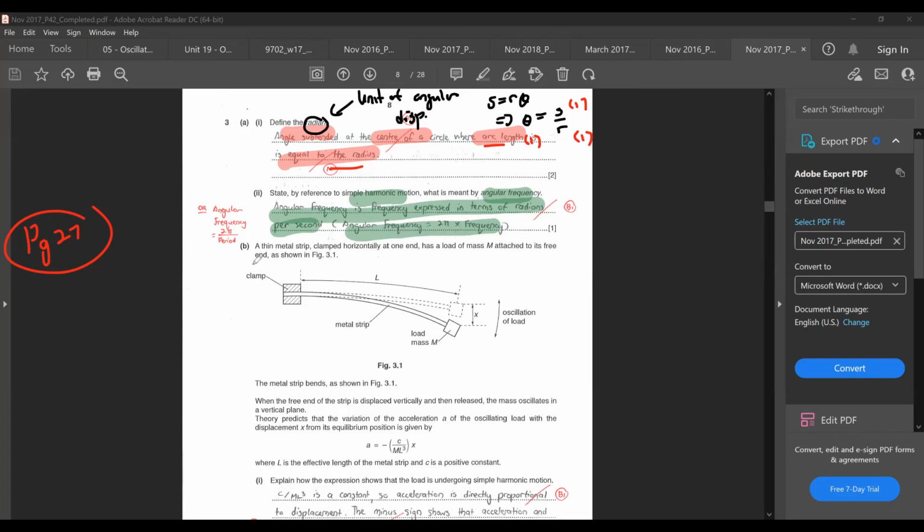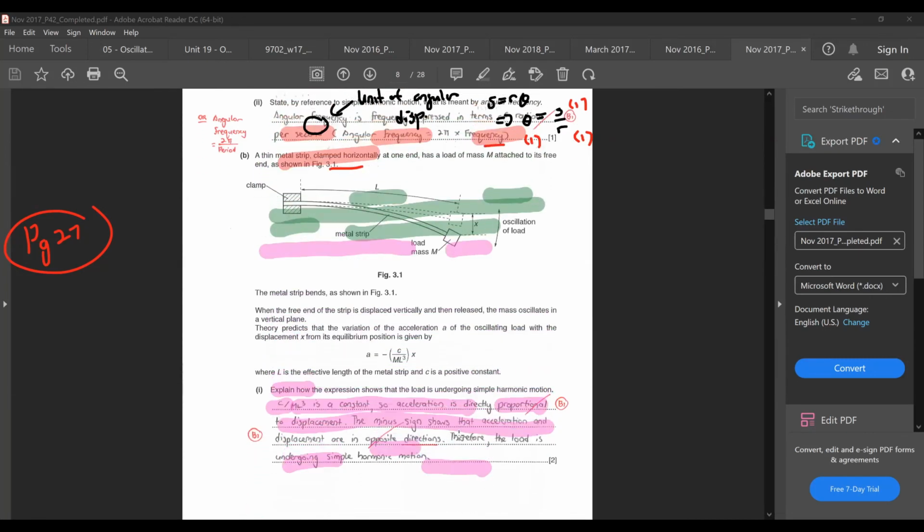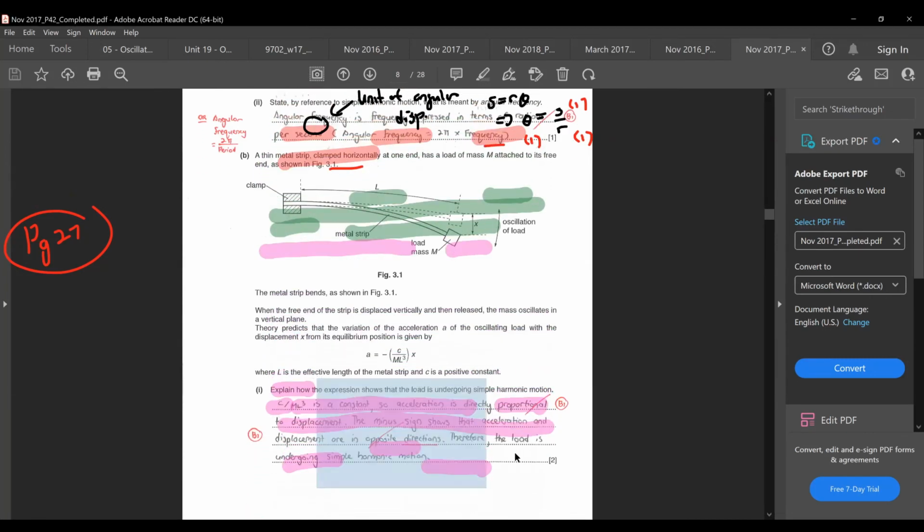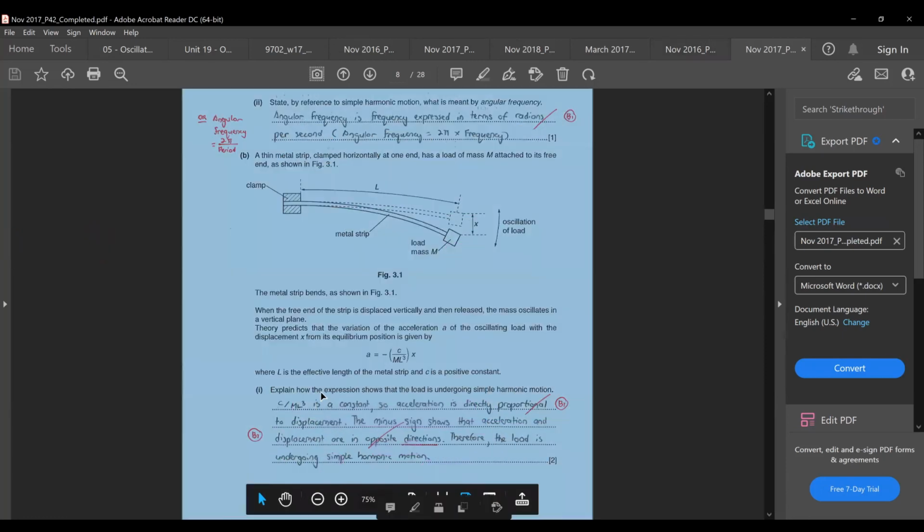Then part B, a thin metal strip clamped horizontally at one end has a load of M attached to its free end as shown here. The metal strip bends. When the free end of the strip is displaced vertically and then released, the mass oscillates in the vertical plane. Theory predicts that the variation of the acceleration a of the oscillating load with displacement x from the equilibrium is given by this, where L is the effective length of the metal strip and C is a positive constant. Now explain how the expression shows that the load is undergoing simple harmonic motion.